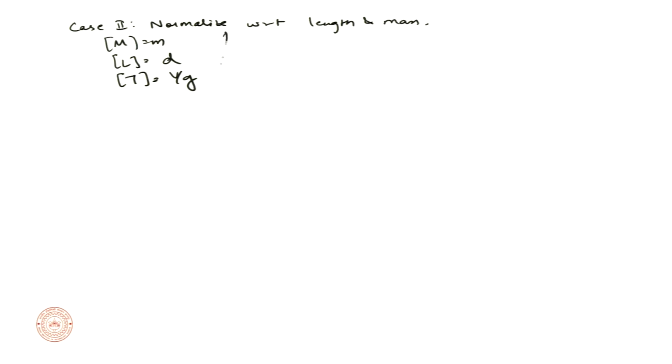So, for case 2, we can try to normalize with respect to our length and mass. Okay. So, in this case, m is m, length is d, and time is v by g. If this is the case, when we normalize this, velocity will come out to be v square over gd. This you try out yourself. D bar equals 1, m bar equals 1, that is what we are normalizing against. Rho bar equals rho d cube by m.